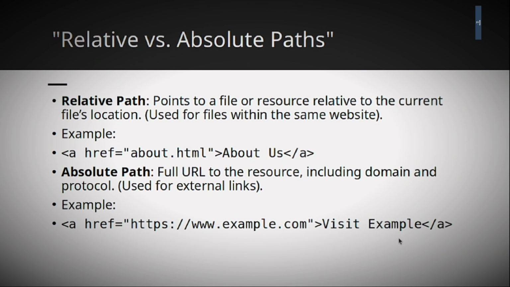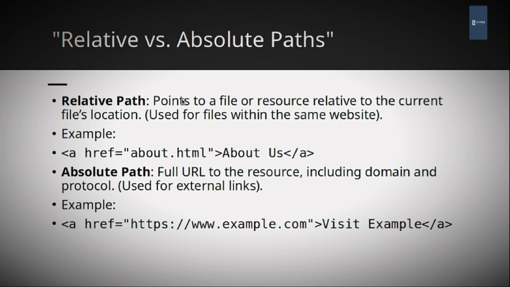We have two types of paths, relative and absolute. What is a path? Path means navigating to something. For example, imagine you are crossing a river and there is a path, which is the bridge. So the path is the link in this example. So we have two types of path, relative path and absolute path.